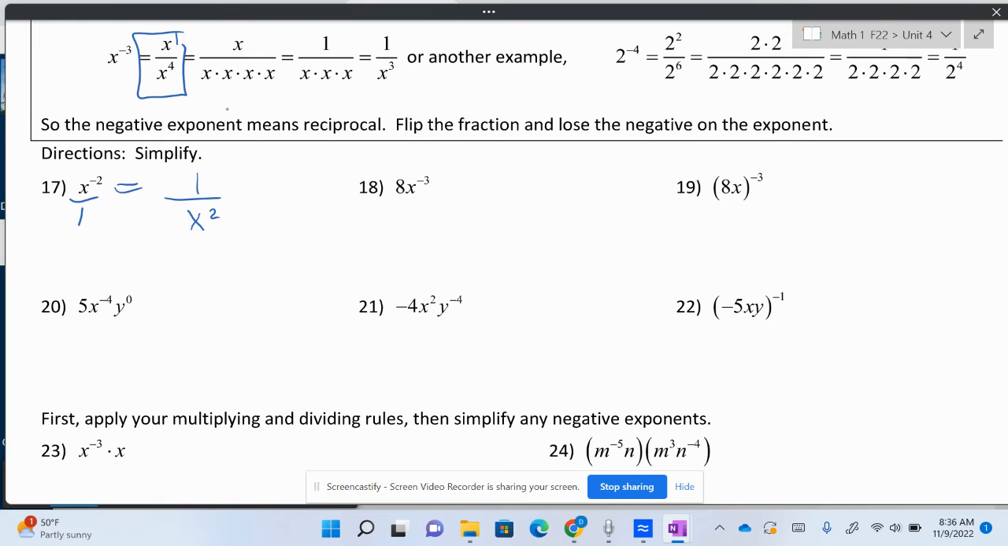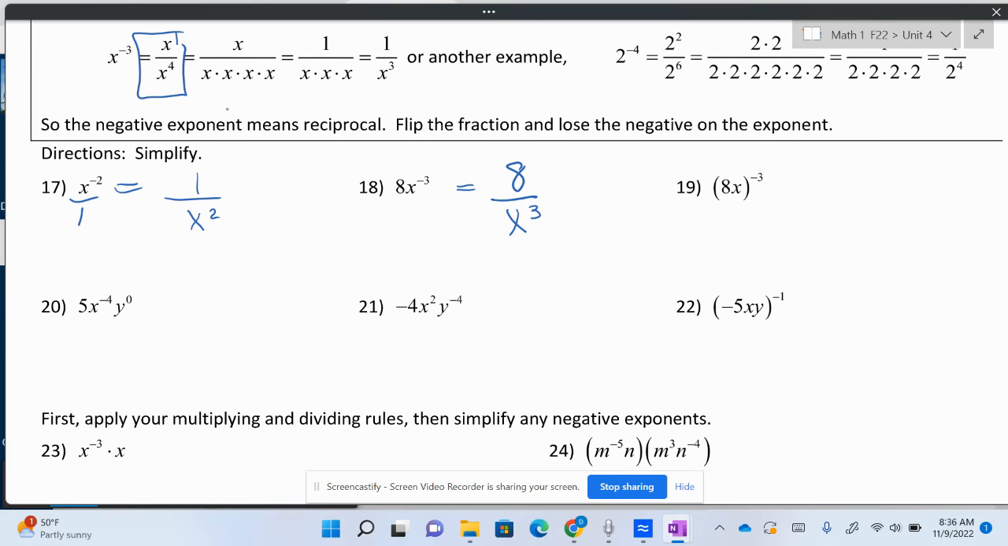Okay. Let's look at number 18. What's sad? What part of that, the 8x to the negative 3, what part of that is not having a good day? The x. The x is what's unhappy. The 8 is fine where it is, but the x is the one that's fussing. So I need to move it downstairs.